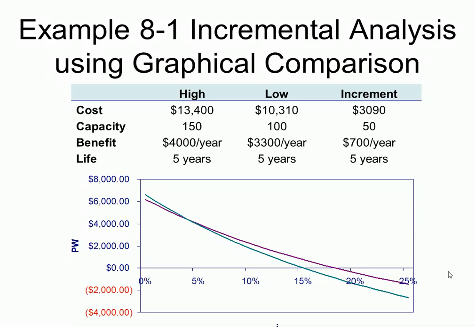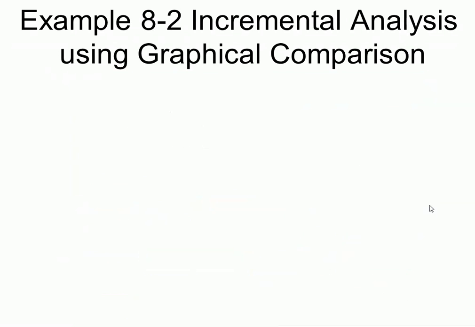These are plotted on this plot, and here's the IRR for the high initial cost alternative, which is around 15%, and here's the IRR for the low initial cost alternative, which is slightly below 20%. It's between 15 and 20%. Where they intersect, that is the internal rate of return, or IRR, for the incremental cash flows between the two.